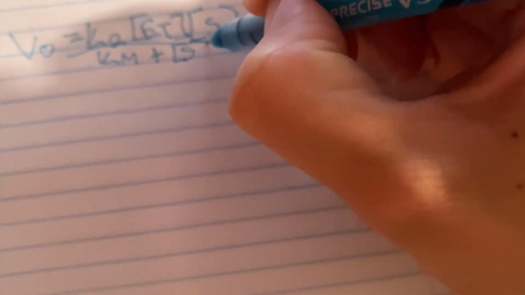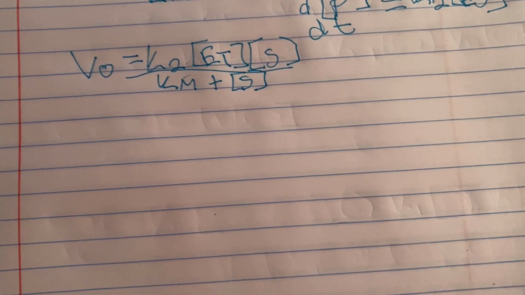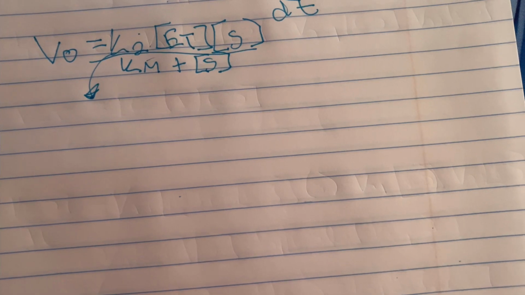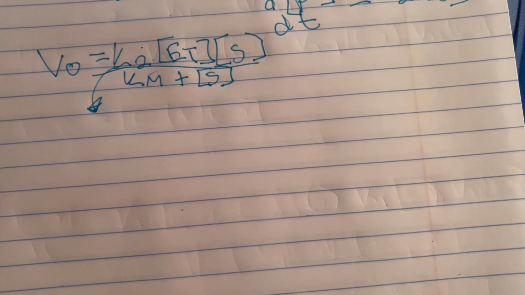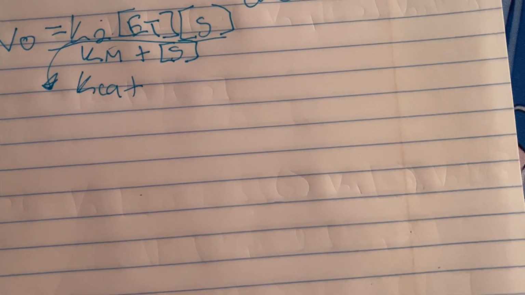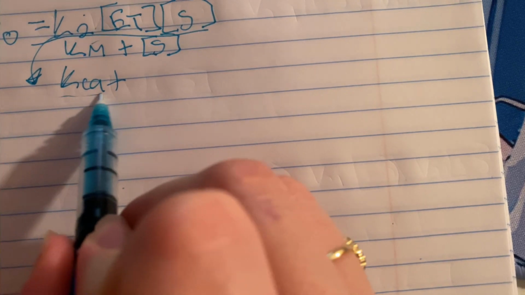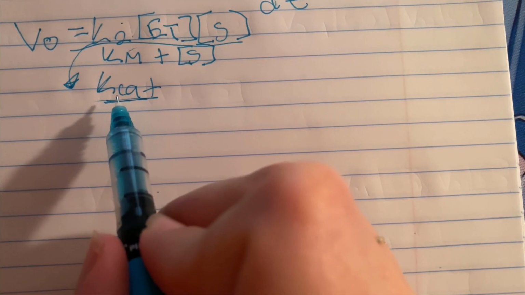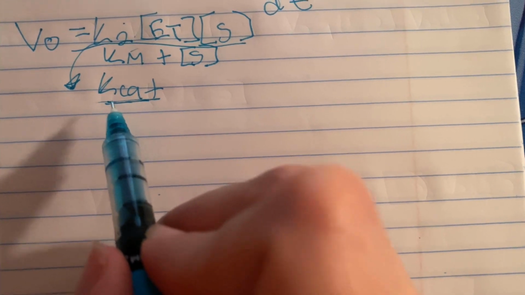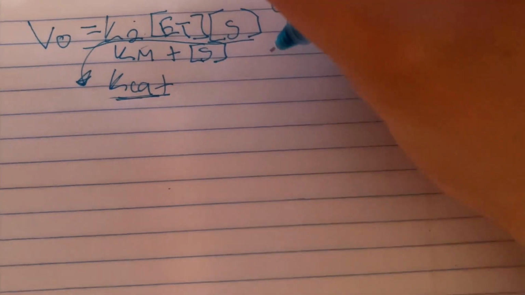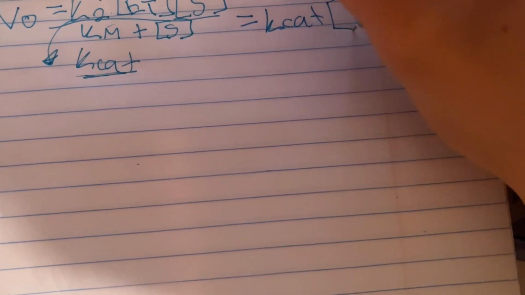And if we keep in mind that K2 is equal to the catalytic constant, it can also be referred to as Kcat. Kcat technically defines how many molecules an enzyme can work with per second. So this is then going to equal Kcat ET with the substrate.